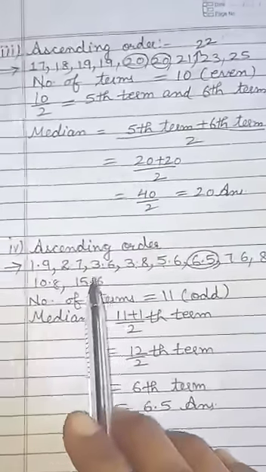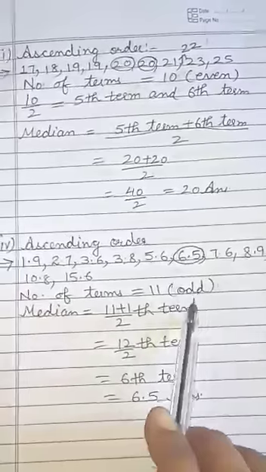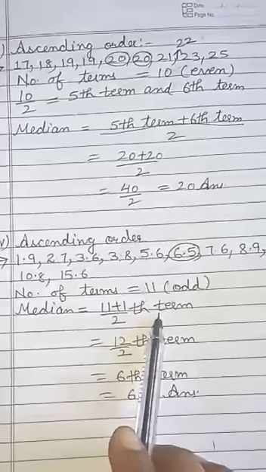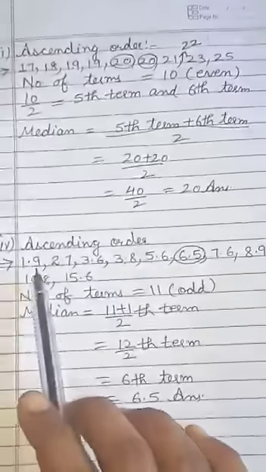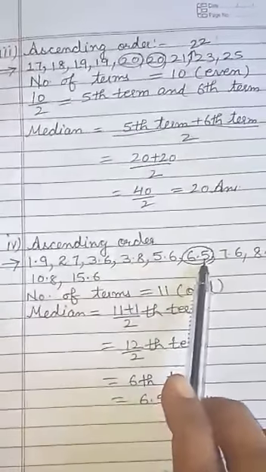To do the fourth part also, again write in ascending order. Here the number of terms is 11. So 11 plus 1, 12 over 2. Here what is the median? The 6th term is the median. See 1, 2, 3, 4, 5, 6. What is the 6th term here? 6.5.